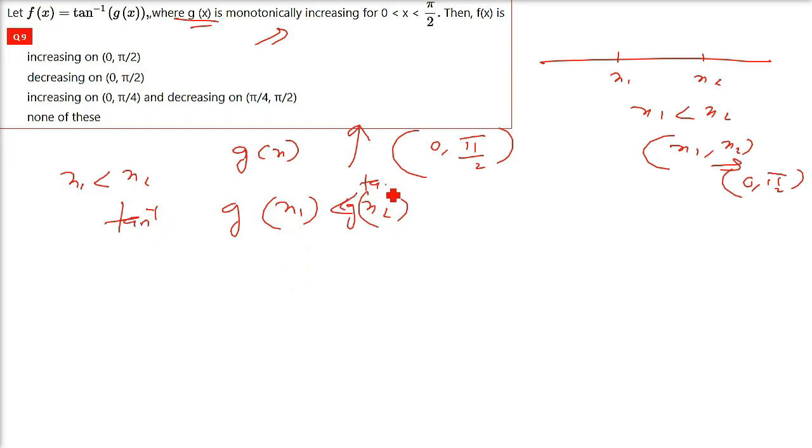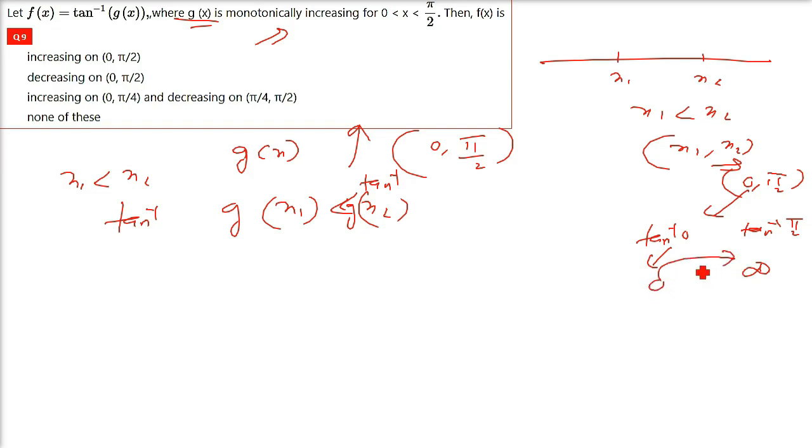Now I am taking tan inverse on both sides. Just remember that we are talking about the interval 0 to pi by 2. What is tan inverse 0? What is tan inverse pi by 2? Tan inverse 0 is 0. Tan inverse pi by 2 is what? It is increasing. So it is increasing.